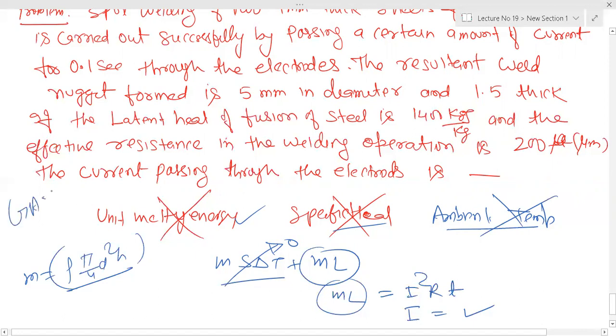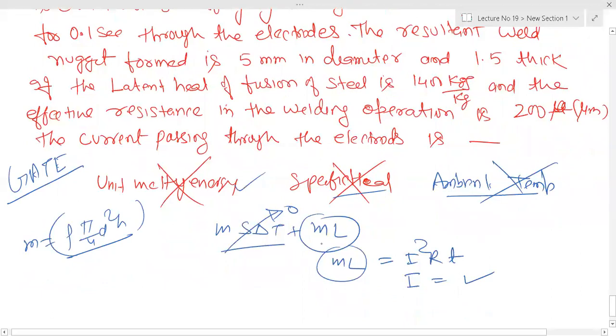This is in fact a GATE question. You cannot assume something, right? So m l is equal to I square RT. So you calculate I. It will come to 4060 ampere.